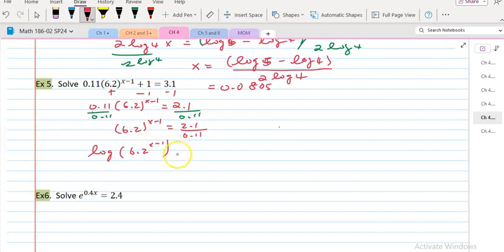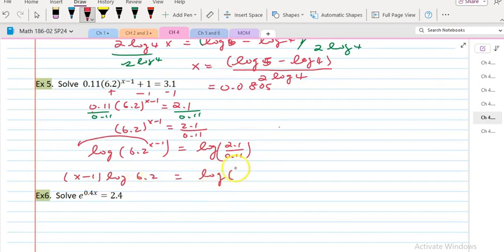Okay, go to log 2.1 over 0.11. So it's just a fraction. Now I can move the x minus 1 outside. X minus 1 times log 6.2 equal to log 2.1 over 0.11.